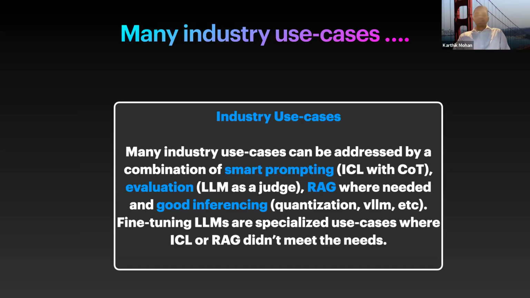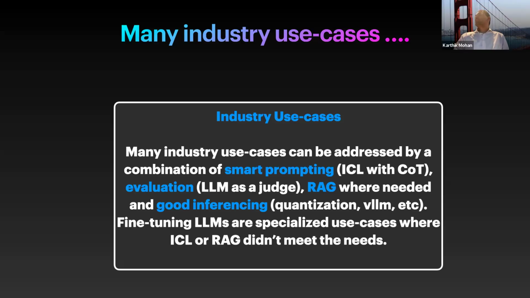So many industry use cases can be addressed by a combination of smart prompting, like in-context learning with chain of thought, and evaluation. It's not just about coming up with a prompt, it's also knowing that it's going to work well across thousands or millions of queries being issued. So you have to do an evaluation. Maybe LLM as a judge, you run some evaluation and get some metrics.